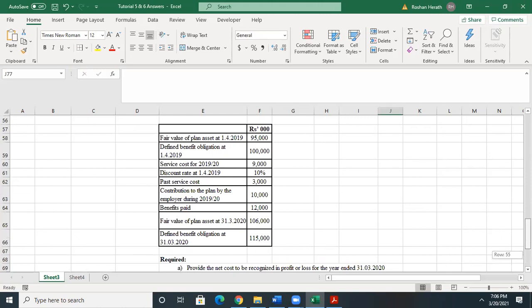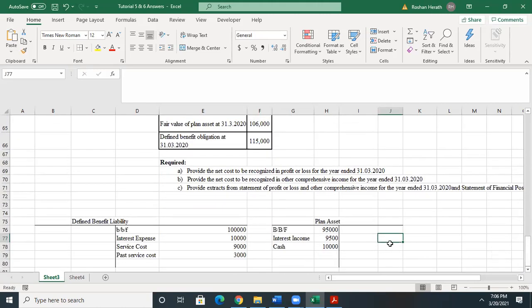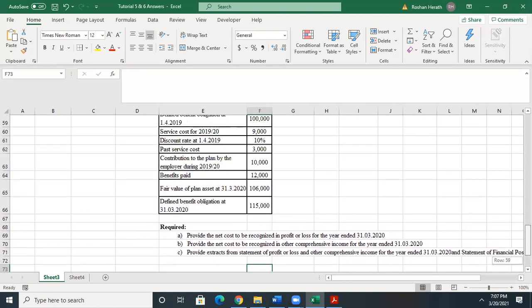Then you have the benefits paid. I told you that if the benefits are paid, you simply credit the plan asset and debit the defined benefit liability. The 12,000 comes from the plan asset. Once you pay that out, you withdraw from the plan: you debit cash and credit the plan asset. So there's no point in debiting and crediting the cash. Just keep the entries to the defined benefit liability and the plan asset.